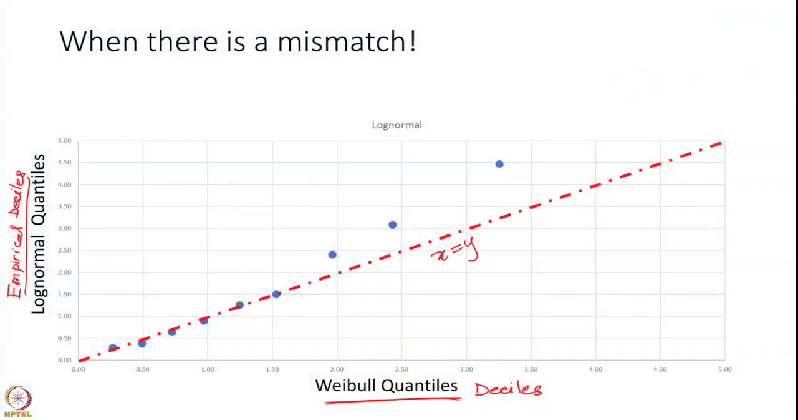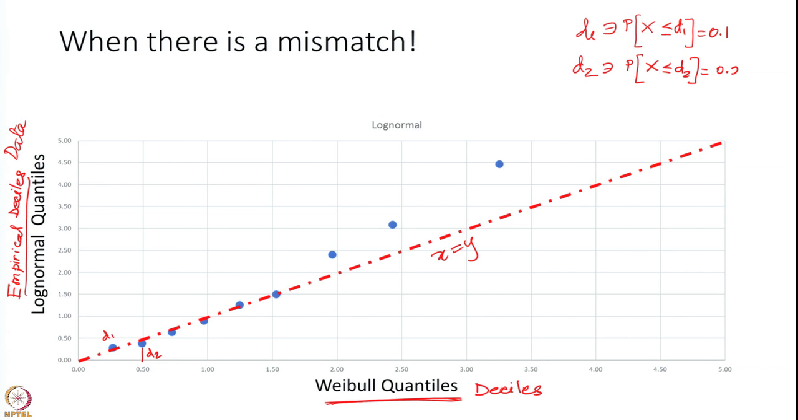Once again, I repeat that here we are comparing the empirical deciles with the Weibull deciles. This is calculated from data. So, if I call D1 as the first decile, then D1 is such that probability of data x is less than or equal to D1 is 0.1, D2, that is, this is D1 point, this is D2, then this D2 is such that probability that x is less than or equal to D2 is 0.2, and likewise. So, this is D1, this is D2, like this I have calculated.